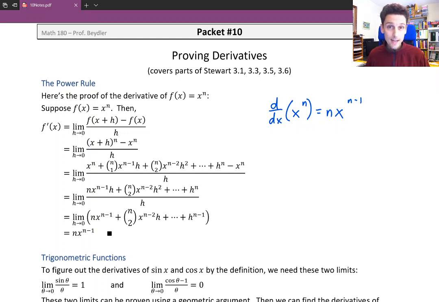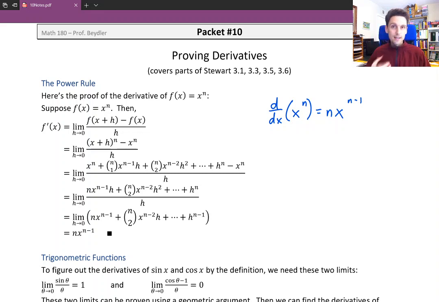But in this case, f of x is x to the n. That's the function that we're interested in. So we can plug x plus h into that x to the n function, and we get x plus h to the n. And we have minus f of x, which just copying that over is x to the n. And then all over h.